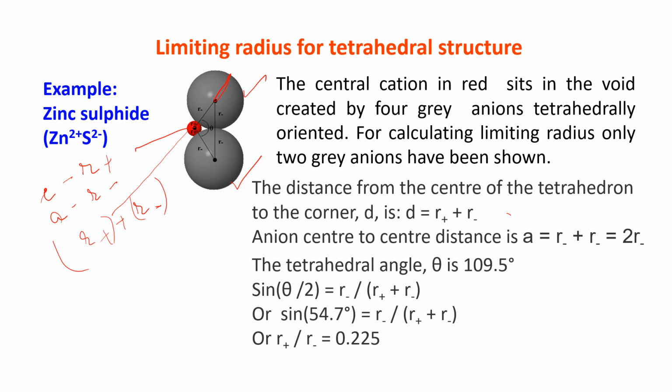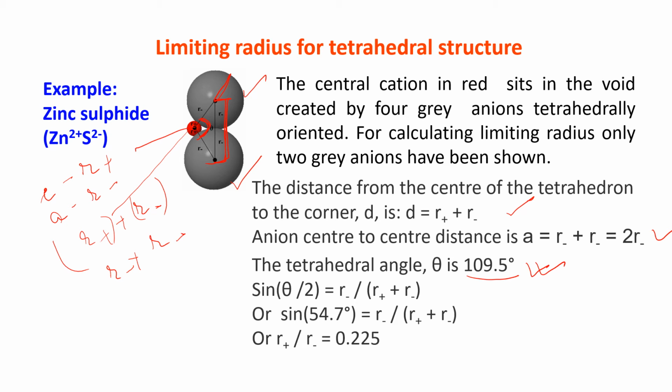We have written that. Now anion center to center distance, that means from this corner to this corner, it is coming r minus plus r minus, so that is 2r minus. Now the tetrahedral angle theta, that means this full angle, we have taken it as theta. Now this theta is equal to 109.5 degree. This is the angle for tetrahedral, that is known.